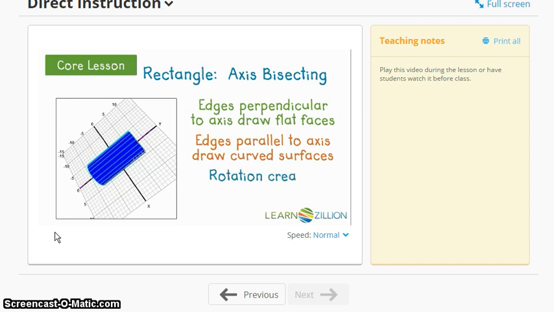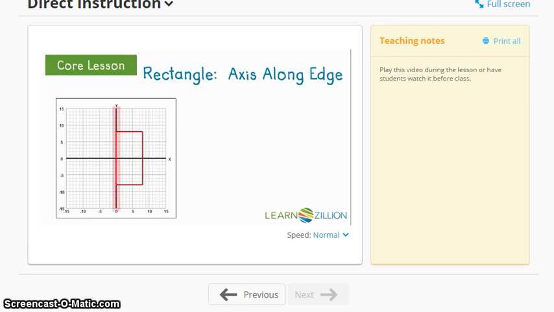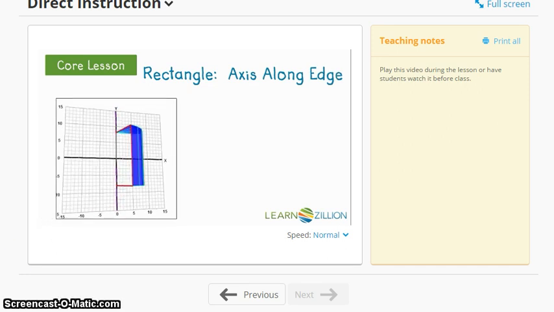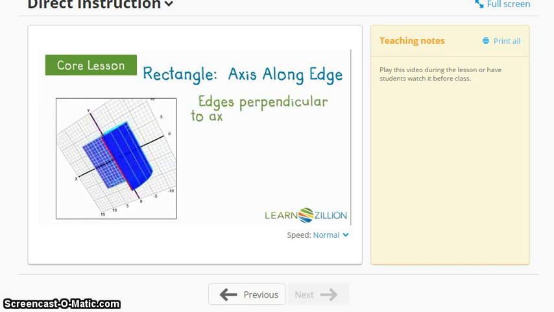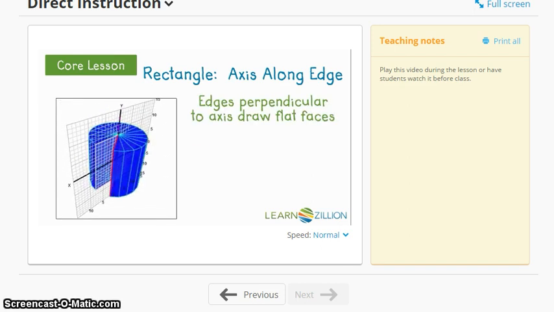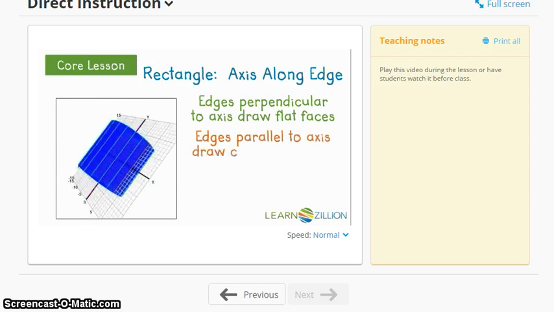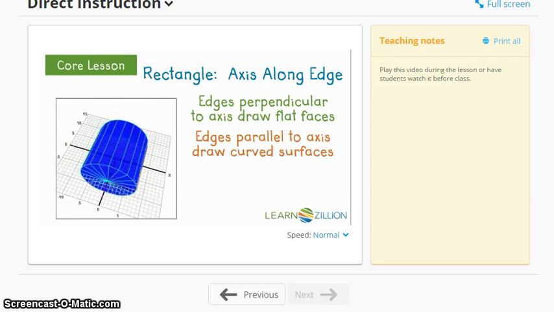So, what do you think will happen if we orient the axis a different direction? Here's that same rectangle with a different axis of rotation. When we rotate around this axis, notice what happens. Again, the edges that are parallel to the axis create a curved surface, and the edges perpendicular to the axis create flat surfaces. A cylinder is the result again.